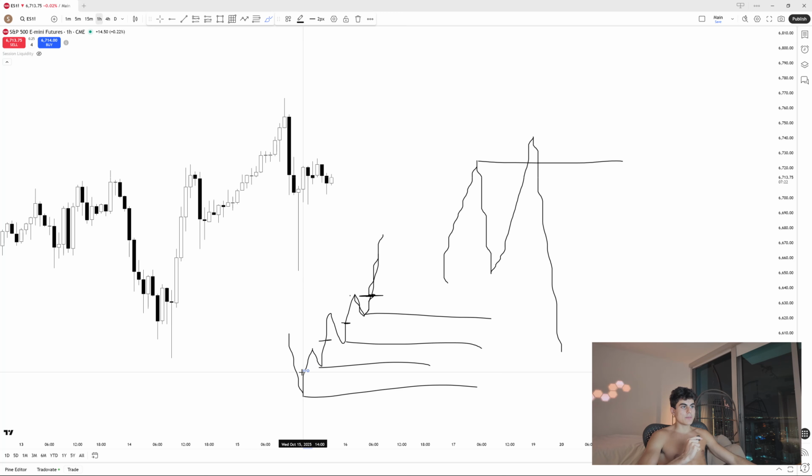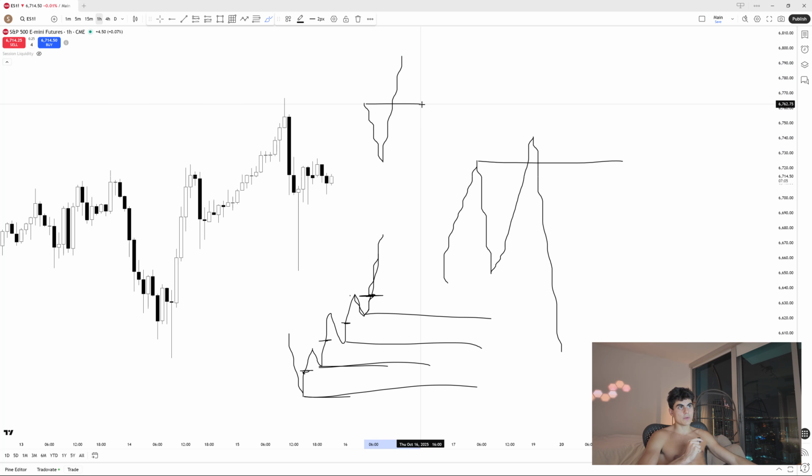Now, why does that matter? Because every time someone enters a buy position, their stop losses are usually going to go at lows. So they're going to go at these lows here. If I enter a buy here, because what retail traders think is, I'll make it very simple for you guys. So let's say we have this move and this move here.